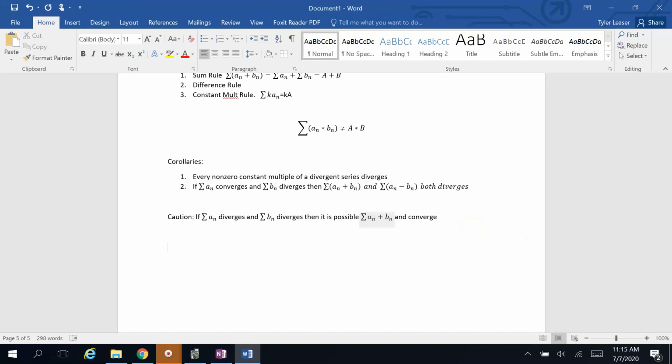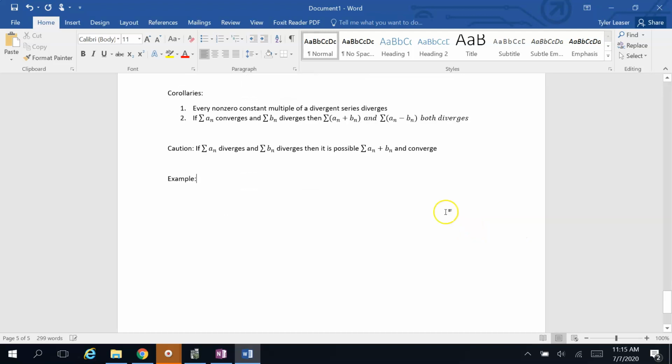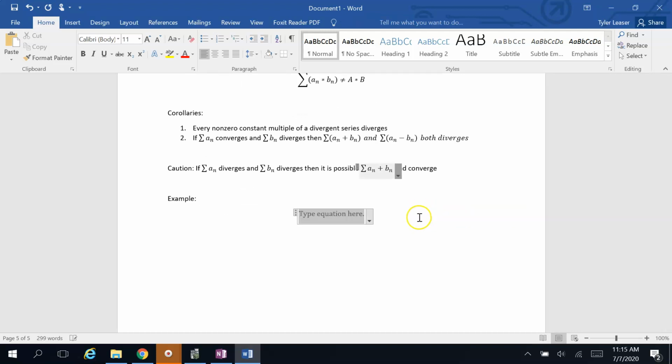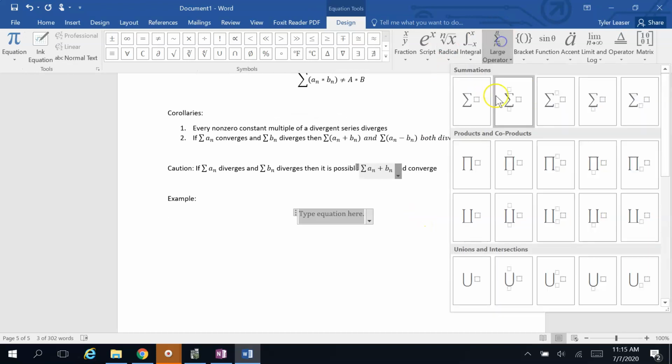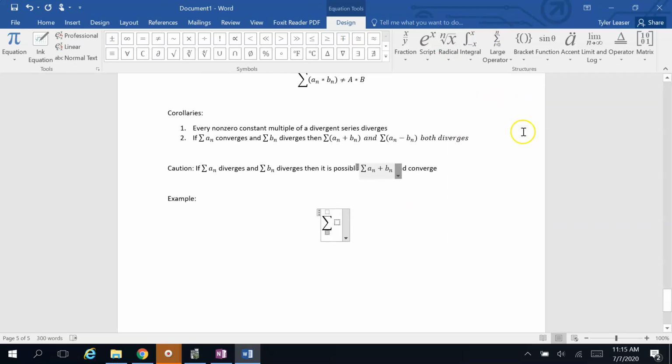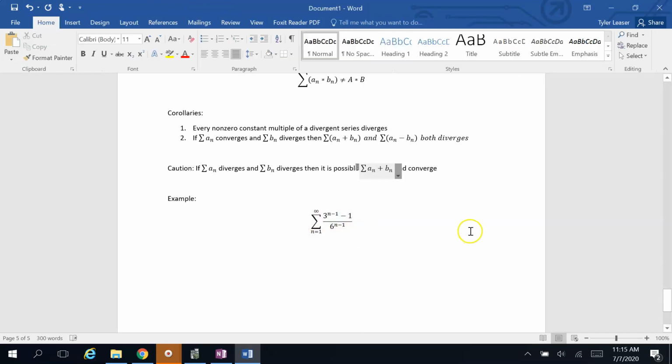I can show you an example. But this video is getting a little bit long. I only have one more example to do, so let's knock this out. So let's look at the infinite sum, as n goes from 1 to infinity, of (3 to the n minus 1 minus 1) all divided by 6 to the n minus 1. Okay, so like this. The question is going to be find the sum.